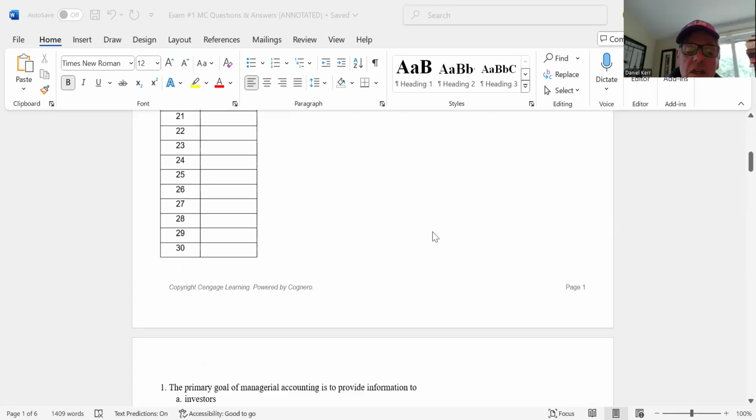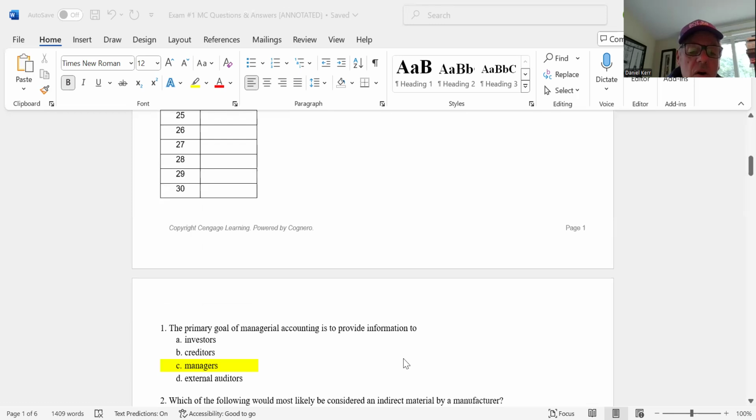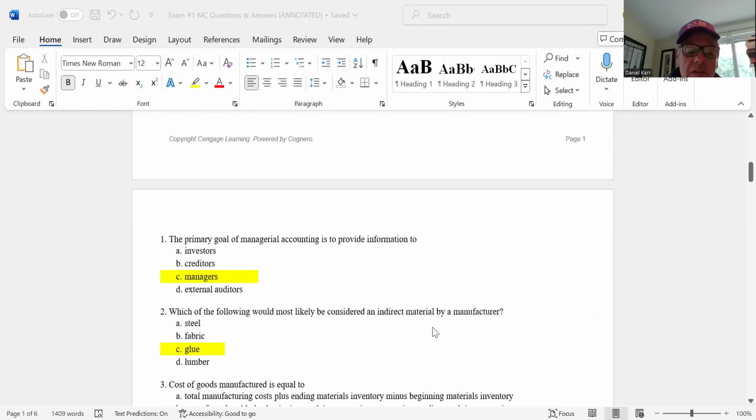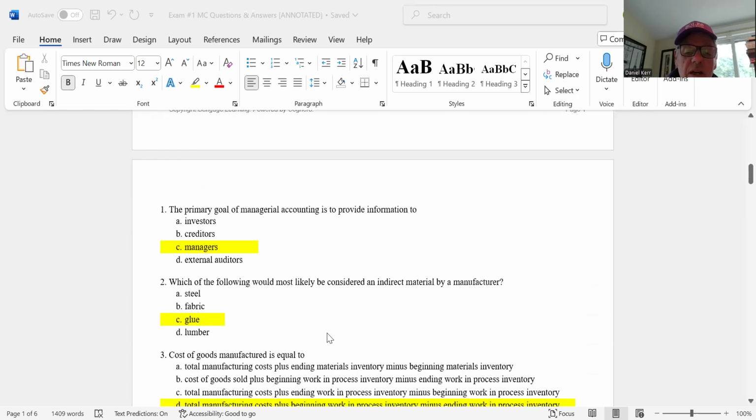All right, so let's do the multiple choice here. The primary goal of managerial accounting is to provide information to managers. That's why we call it managerial accounting. So the answer there is C. Which of the following would most likely be considered an indirect material for a manufacturer? Steel, fabric, and lumber are more direct materials. Glue, those costs which are important but difficult to trace to the individual product. Glue would be an example of that. So that would be an indirect material.